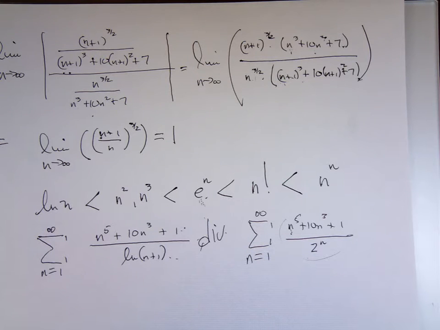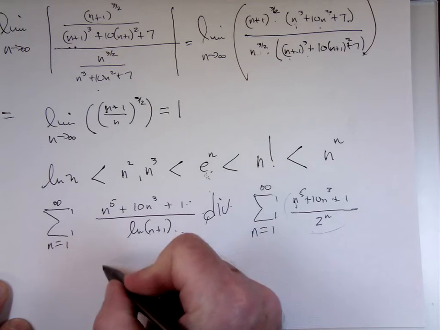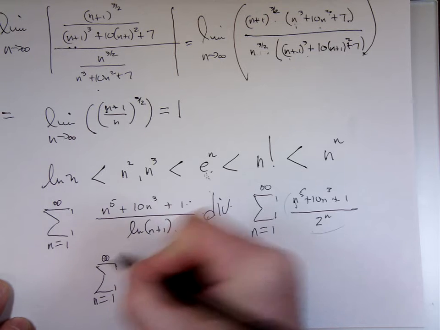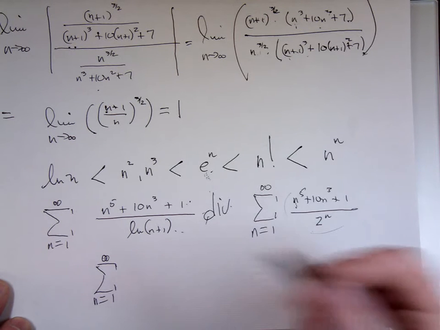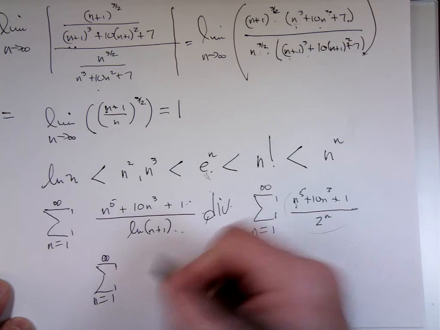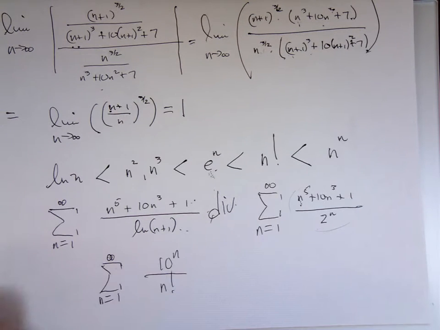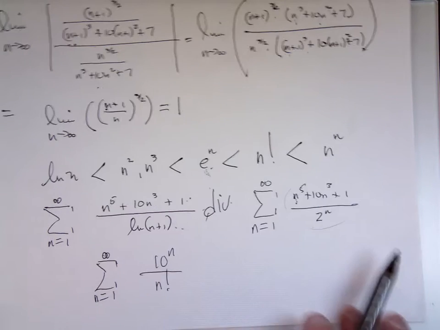Okay? And if you have something like this, let's take 10 to the n over n factorial. What will this one do? It will go to 0 fast enough. This series will converge. Absolutely. It's not alternating, but you can still say that. It's true. All right?